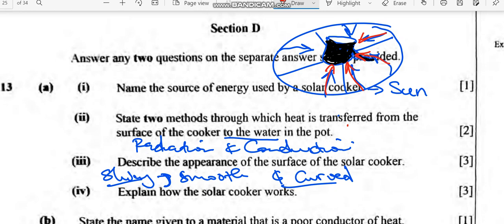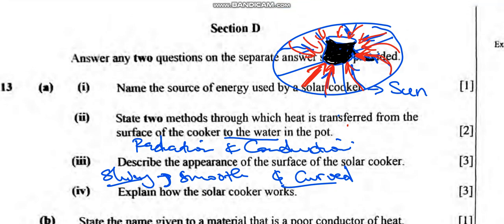So if a dish is shiny, it will reflect heat, and it reflects heat on a focal point, on the same point, which is the pot. So all the heat that is being reflected is going to the pot. Done. All right, moving on to the next question.